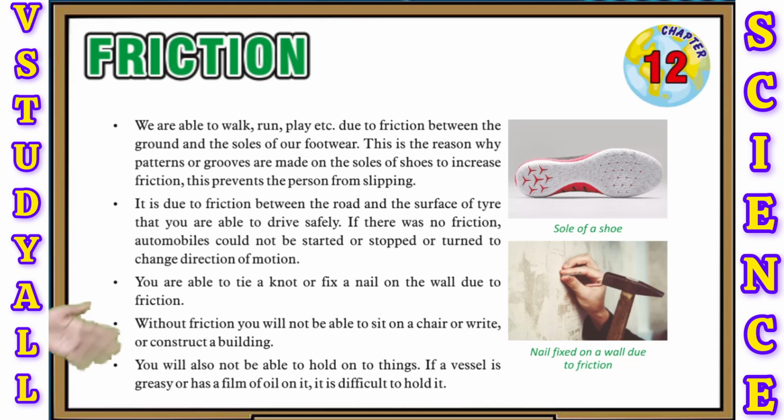Here you can see the picture in which a nail is fixed in a bolt due to friction. Here you can see the picture which is showing a nail fixed on a wall due to friction. Without friction, you will not be able to sit on a chair or write or construct a building. You will also not be able to hold on to things if a vessel is greasy or has a film of oil on it. It is difficult to hold it.